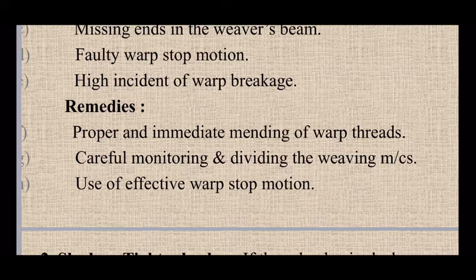Proper and immediate mending of warp threads should be there, and careful monitoring should be there, and proper dividing of the weaving machines, meaning how many machines a worker can handle properly. That should also reduce this defect. And use of effective warp stop motions is also one of the remedial actions.